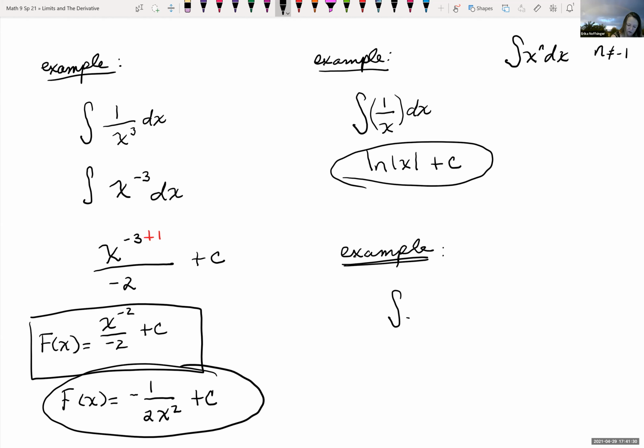What about the integral of e to the x dx? What did you take the derivative of that got back e to the x? Recall the derivative of e to the x was e to the x. So the antiderivative of e to the x is e to the x, plus c.